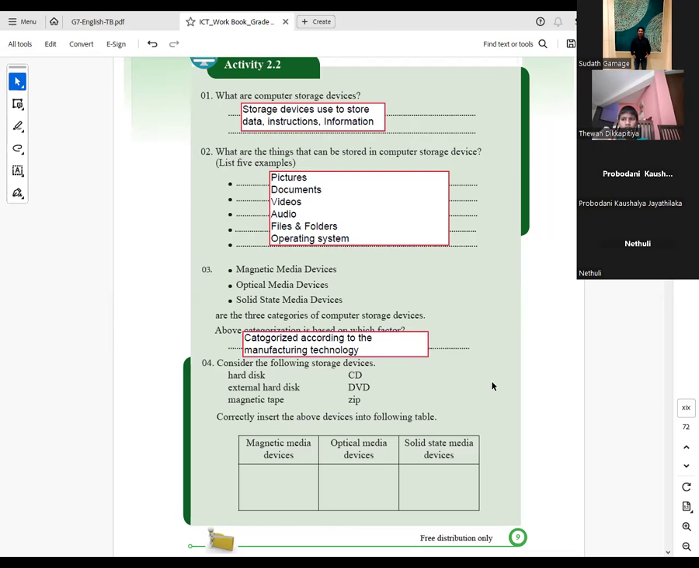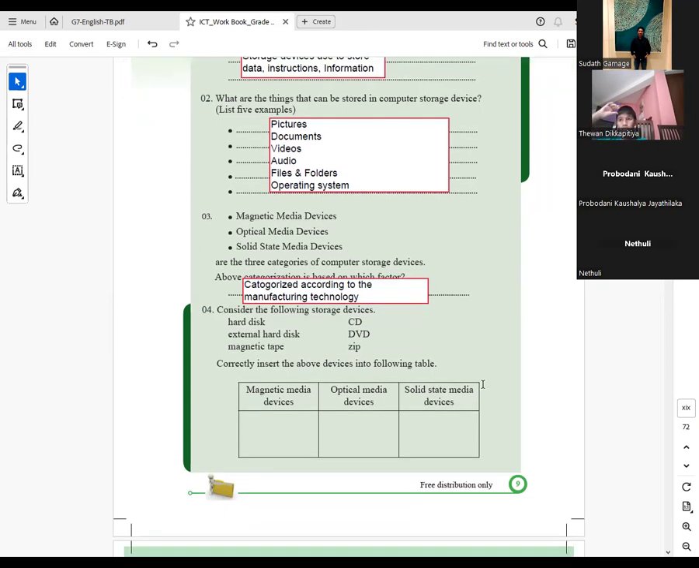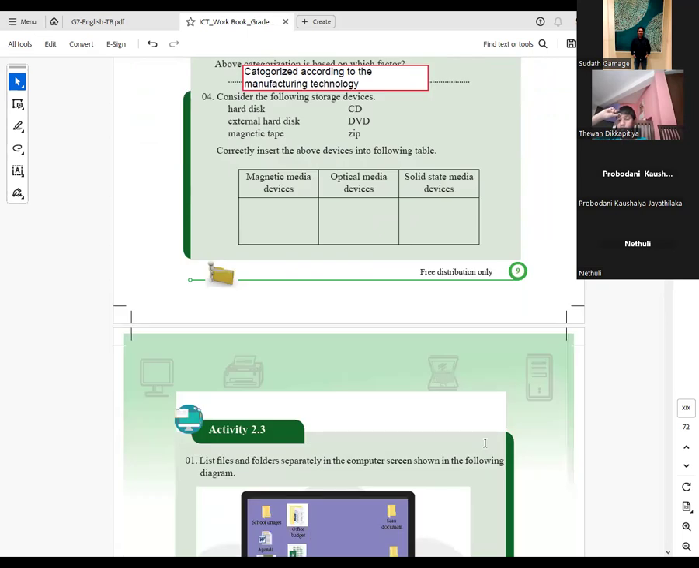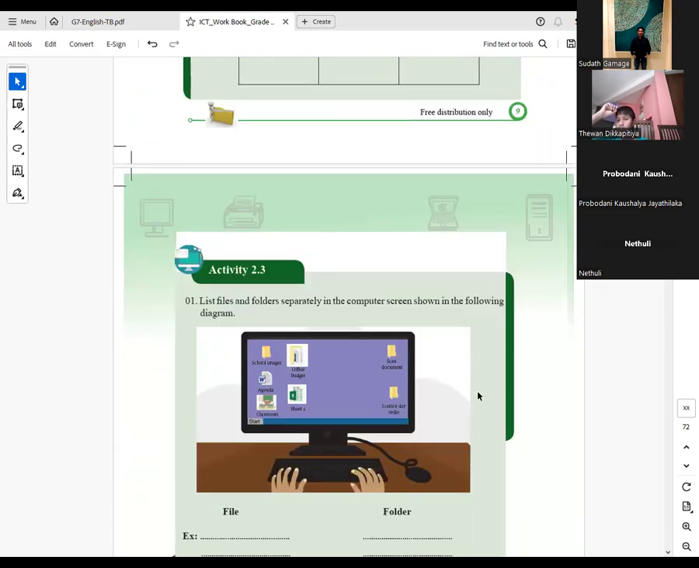I think I have told you that one. Consider the following storage devices. So we did that kind of question. It's easy.